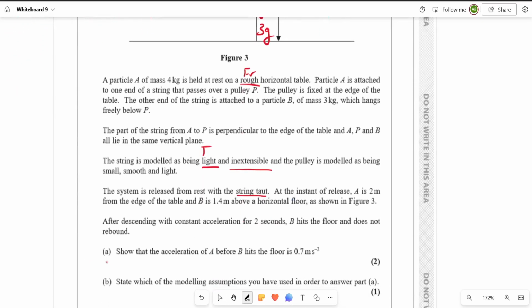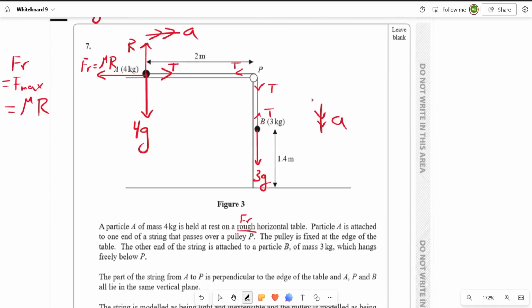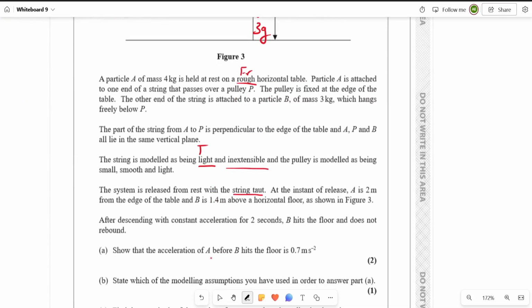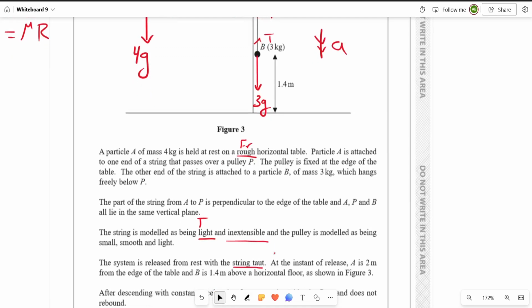Let's now see. Okay, show that the acceleration of A before B hits the floor is 0.7 meters per second squared. So remember when we said that the string is inextensible, that means that the acceleration for B is equal to the acceleration of A. The question asks for the acceleration of A. So if I somehow get the acceleration for B, that's also going to be my acceleration for A, and I solved the first part. So let's work on getting the acceleration for B.